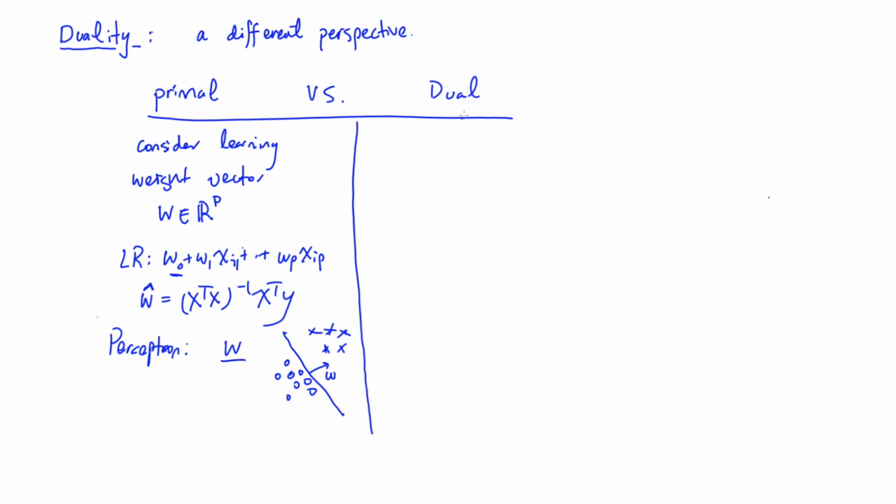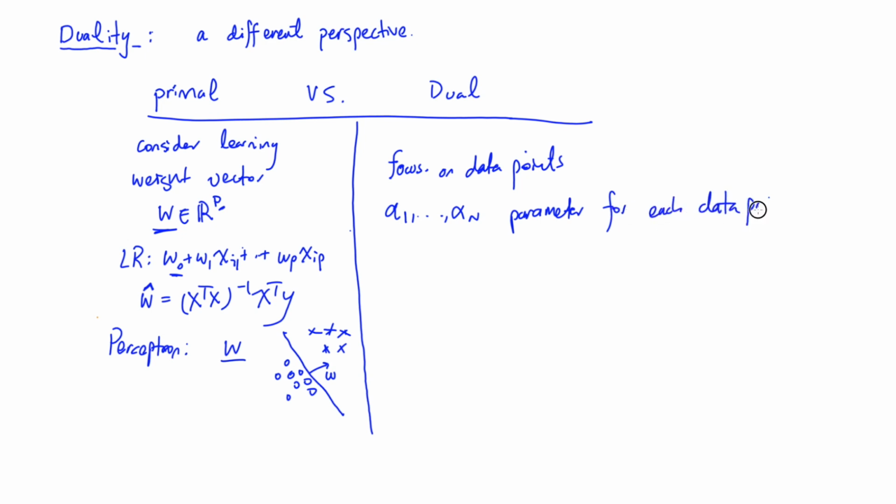Okay, the dual is a different approach. In this case, I like to think of the dual as an approach where we focus on the data points. So here we're looking at weight space, but here we're going to focus on the data points. What I mean by that is that in the weight space view, we have P parameters, right? Here we're usually going to have alpha 1 to alpha n, so a parameter for each data point. Hopefully you see the difference.